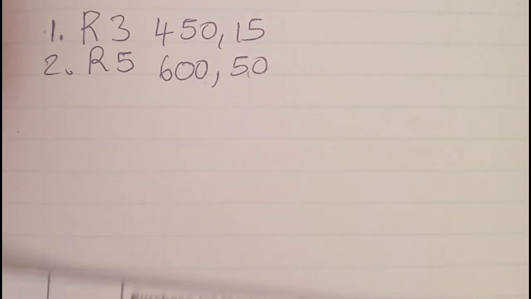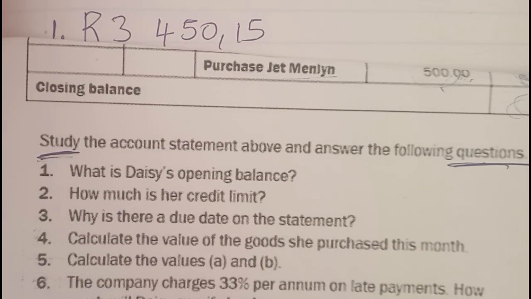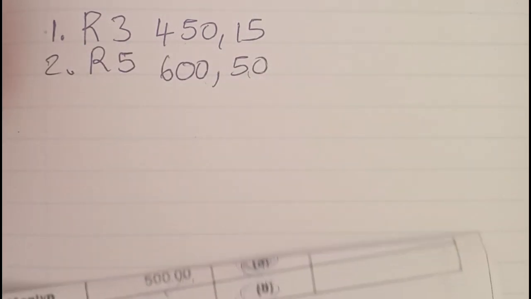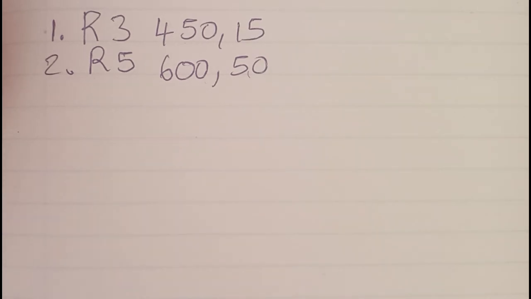2 marks. The next question says, why is there a due date on the statement? And it's 2 marks. So this one you have to explain in words actually. So we can say the due date is on the statement because, wait, the question says, why is there a due date on the statement? You can say to regulate payment and also add charges if the account is not paid on time or by that date.